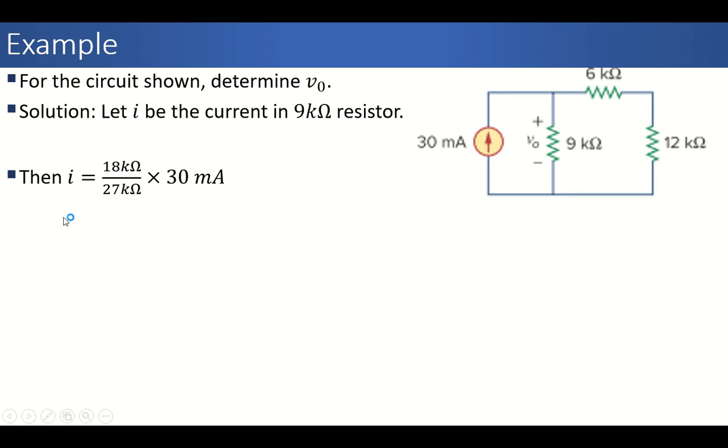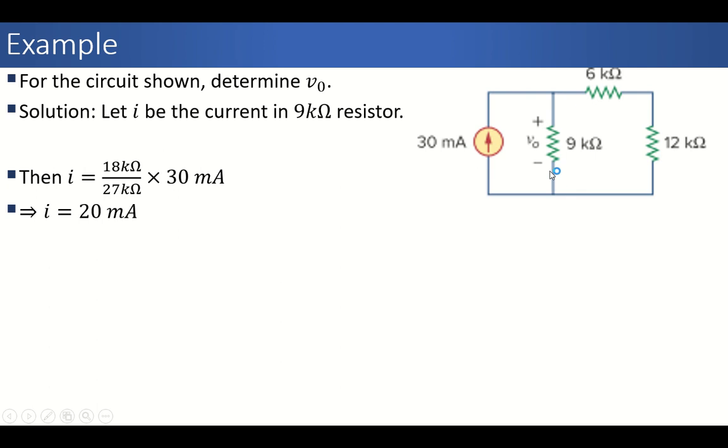So we can easily use the current divider. This I will be equal to 18k, that is the resistance opposite to the resistance under consideration, because we want to find the current in this resistance. So the opposite resistance will be 6 plus 12, 18, divided by 6 plus 12 plus 9, 27k, multiplied by the total current of 30 milliampere. So this is 20 milliampere.